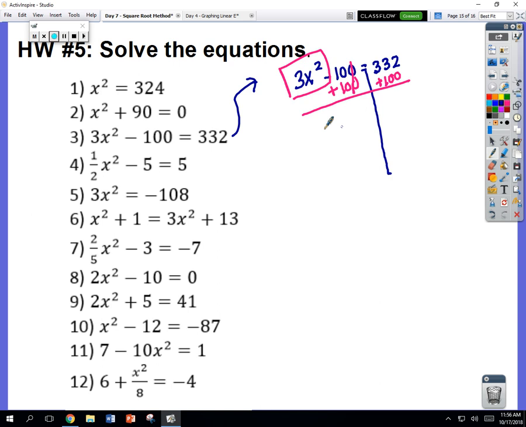And then I end up with 3x squared on this side, and on this side I get 432. Okay, I need to get rid of the 3 that's in front of x squared because 3 is not being squared, so I need to move that first. And I'm left with x squared equals 144.